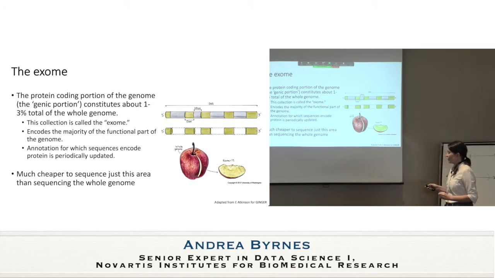This encodes the majority of the functional part of the genome. I almost want to put scare quotes around functional, but you know what I mean, central dogma-wise. The annotation for which sequences encode protein is periodically updated, but usually these technologies can keep right in pace with that. This is much cheaper to sequence because you're not sequencing the entire genome, you're just sequencing a little slice of it. This was a really nice little graphic from the University of Washington that I borrowed: if you think of an apple being the whole genome, it's certainly more to eat the whole apple than this little tiny slice.